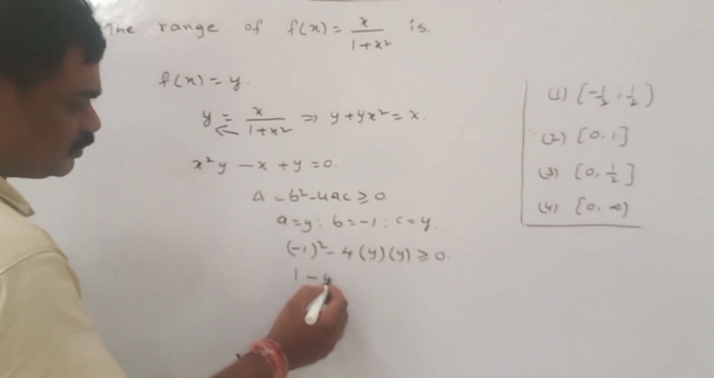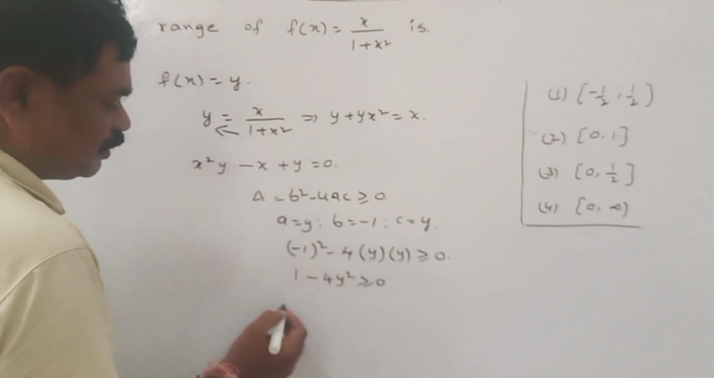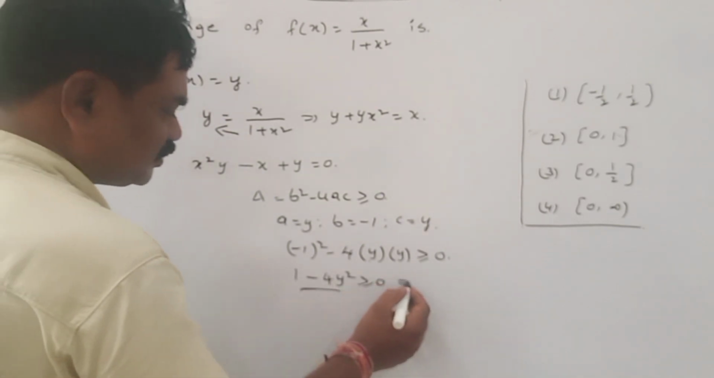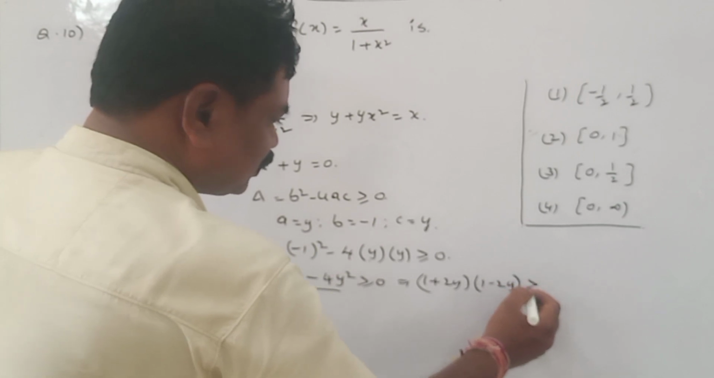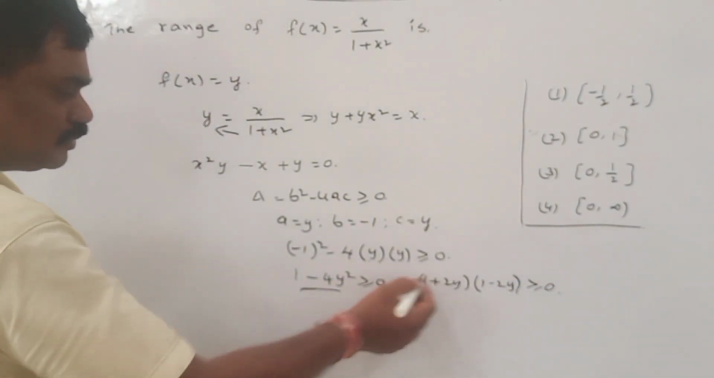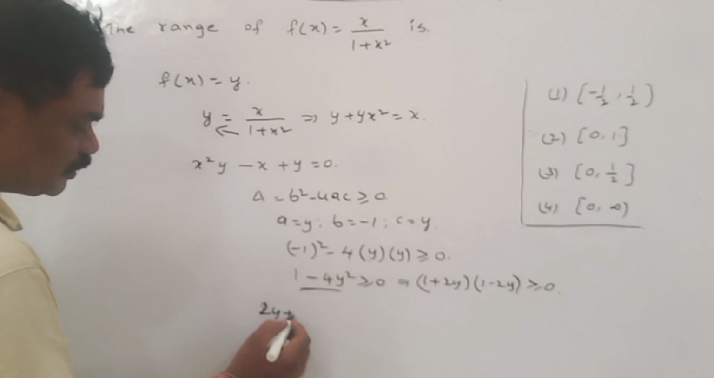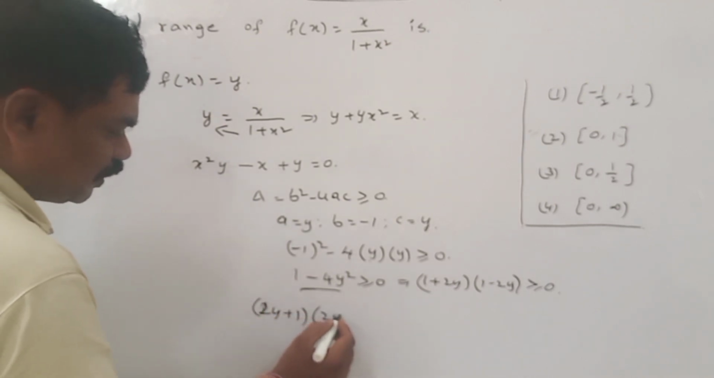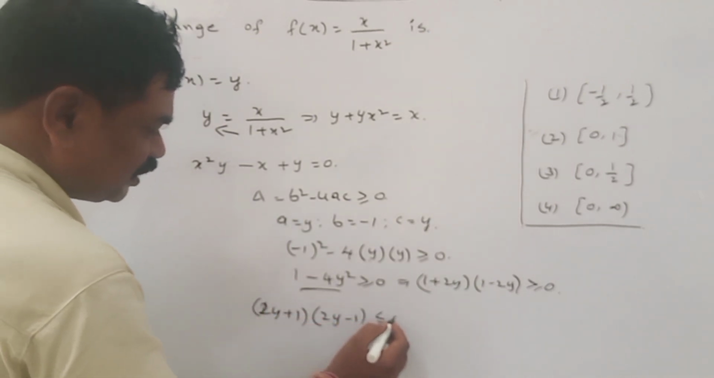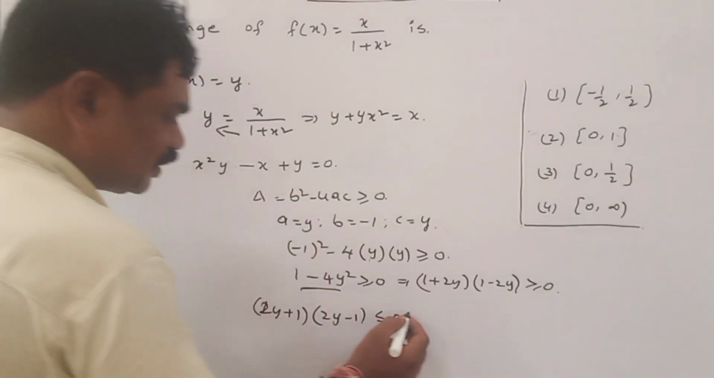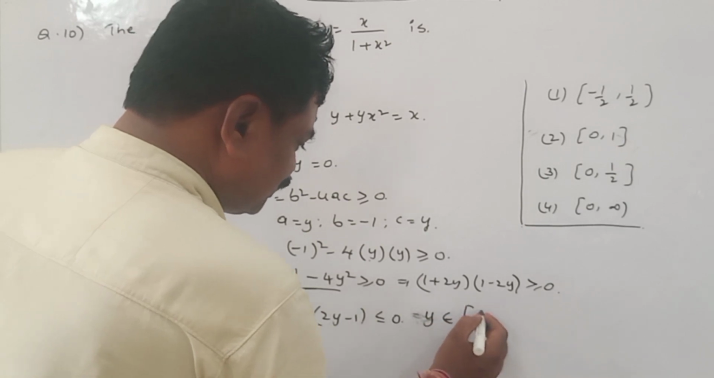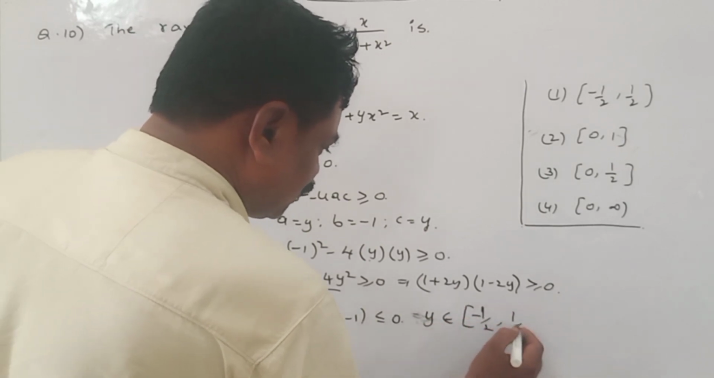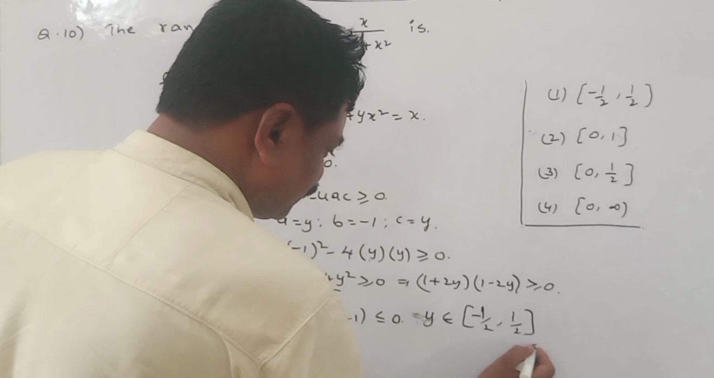So 1 minus 4y square greater than or equal to 0. This can be written as 1 plus 2y into 1 minus 2y greater than or equal to 0. So this is 2y plus 1 into 2y minus 1 less than or equal to 0. That means y belongs to the closed interval minus 1 by 2 comma 1 by 2. So we have option 1 as the answer.